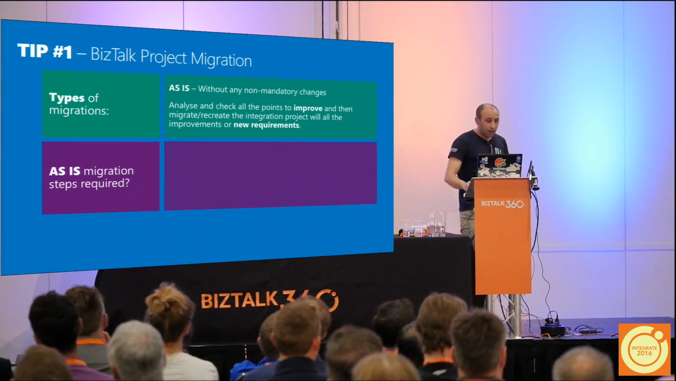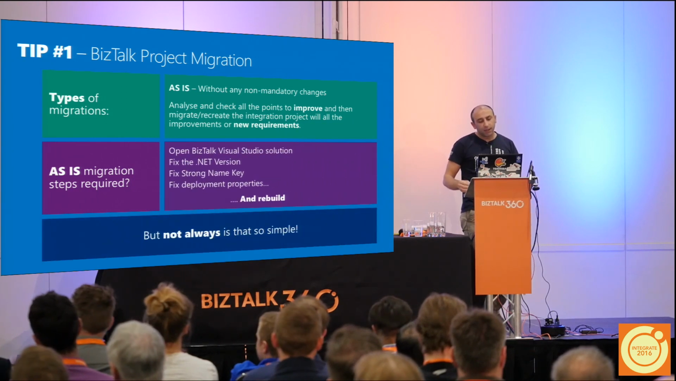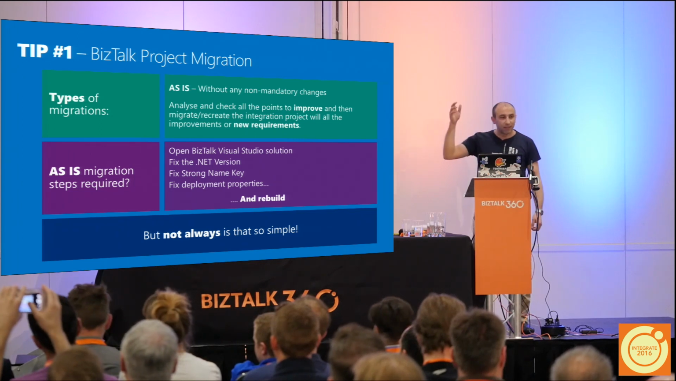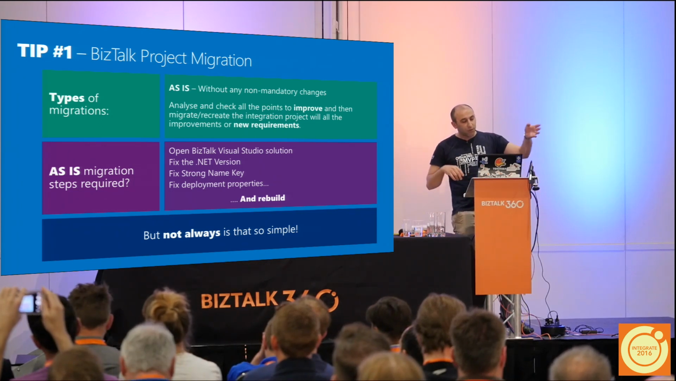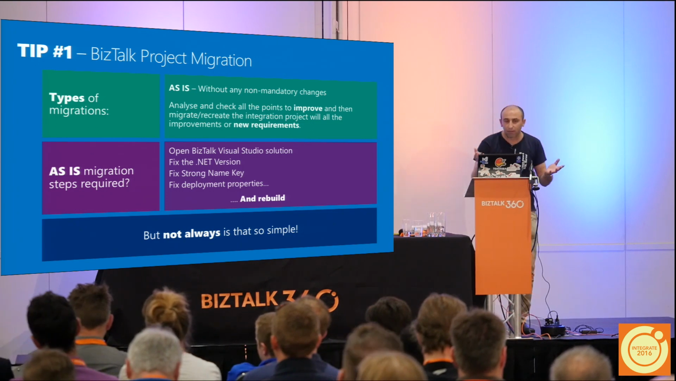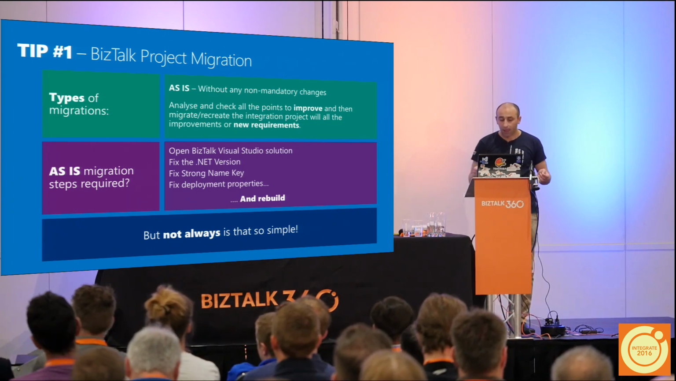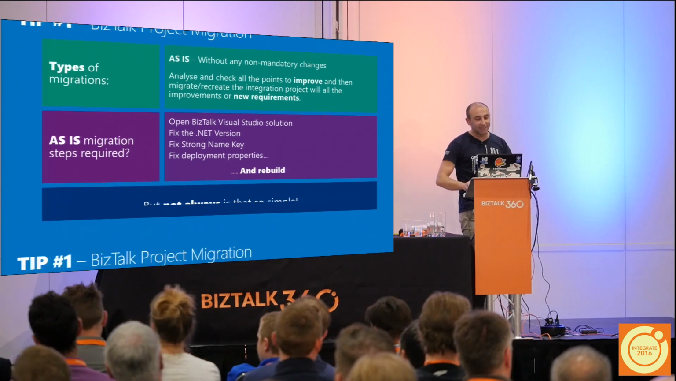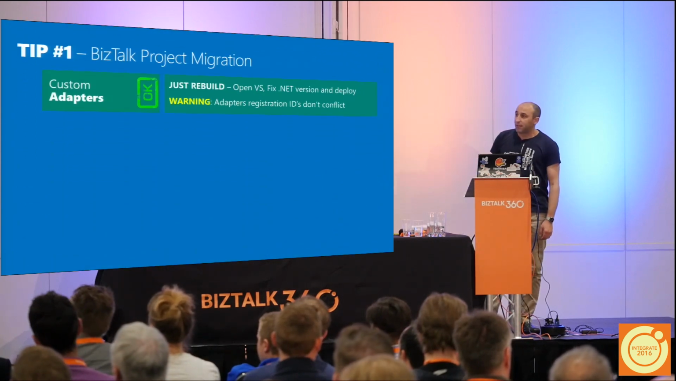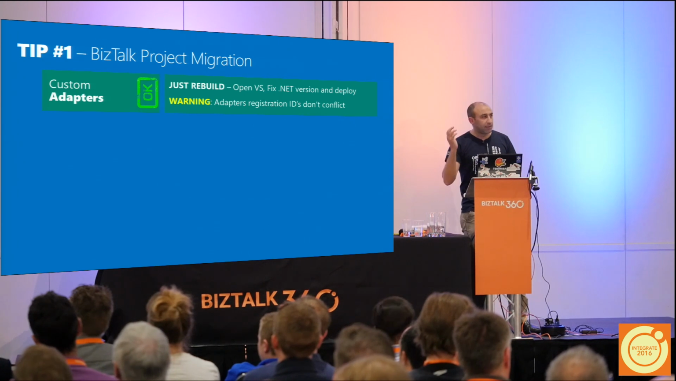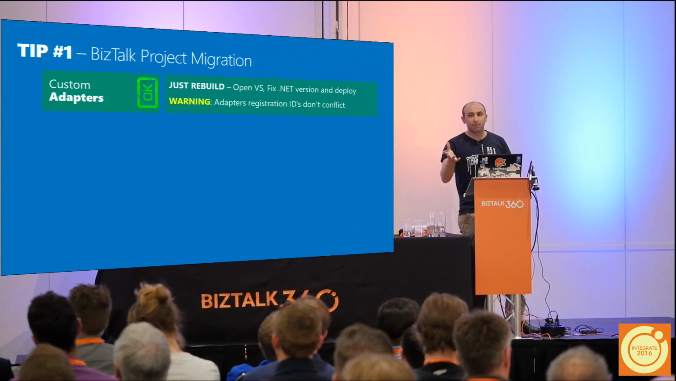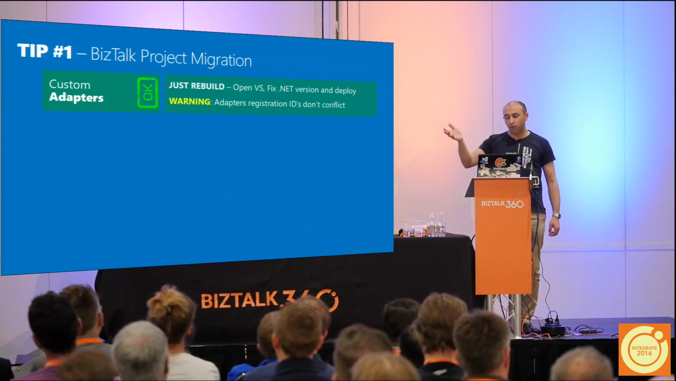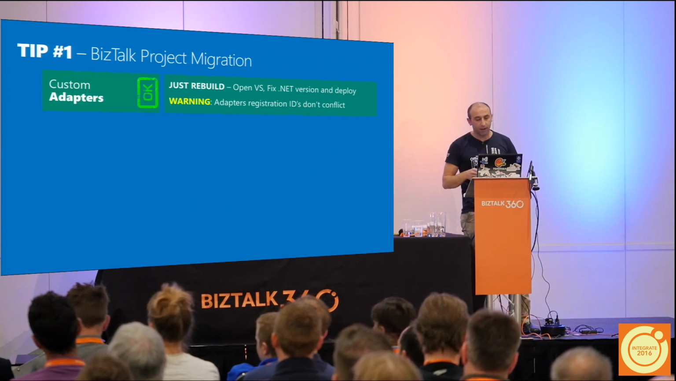And what you need to do as is migration, guys, is just open Visual Studio, rebuild, fix the .NET version, fix the strong keys, all the properties, and rebuild. Basically, it's that simple. But of course, there are some problems, it's not always that simple. So adapters. Adapters is really simple, no? Even a custom adapter, you just need to open Visual Studio, compile in .NET 4.5 and rebuild, and that's it.